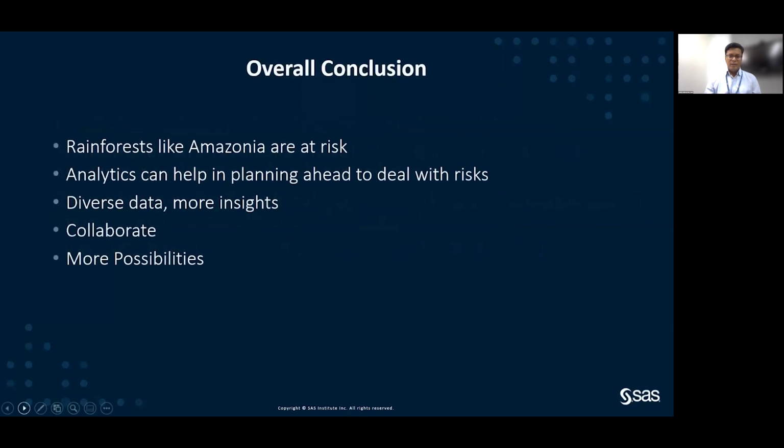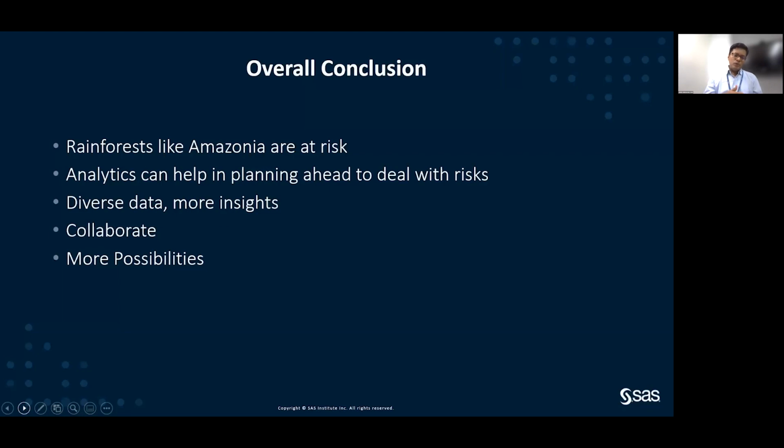Let's go further to the overall conclusion. Now, the overall conclusion is obviously that rainforests like Amazonia are at risk. So rampant deforestation is happening for various purposes, for ranching, for mining, and for all other purposes. So we have to closely monitor them. And analytics can help in planning ahead to deal with the risks. As we have seen in Dave's analysis, if we just plan the proper station, that is, the proper location of the fire station, then we'll be able to contain the spread of the fire to a great extent.